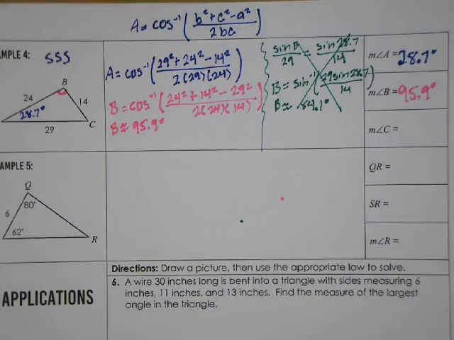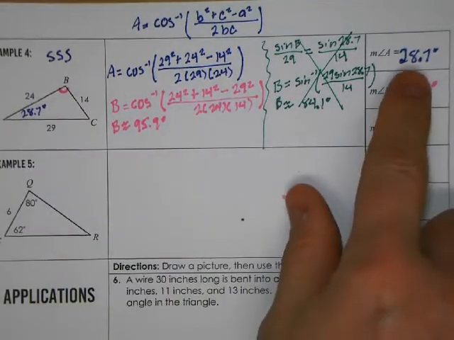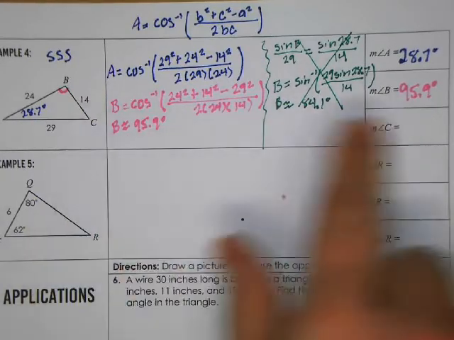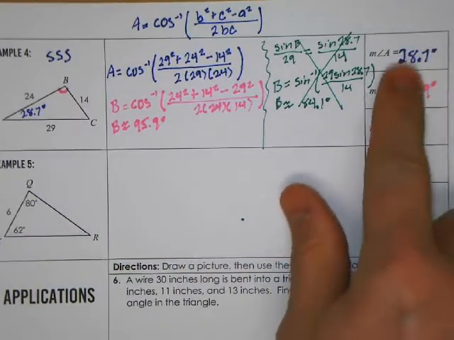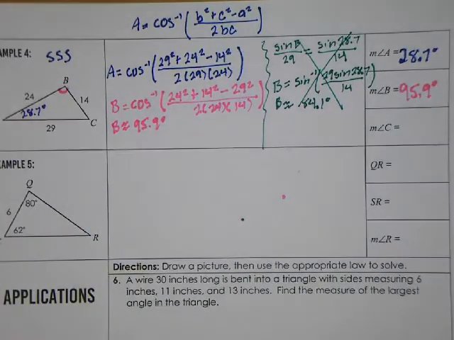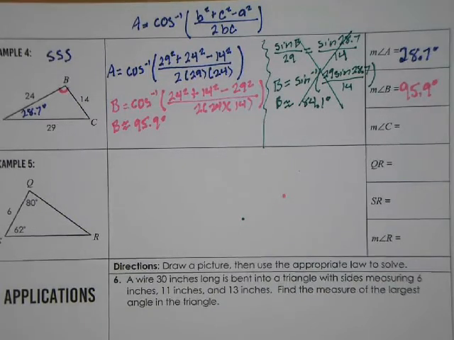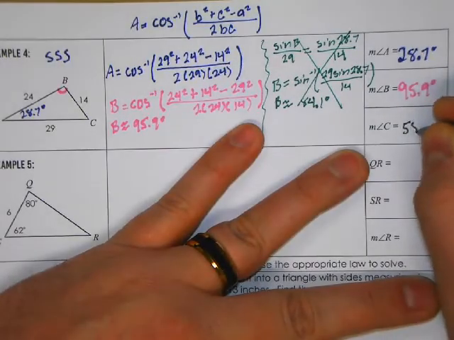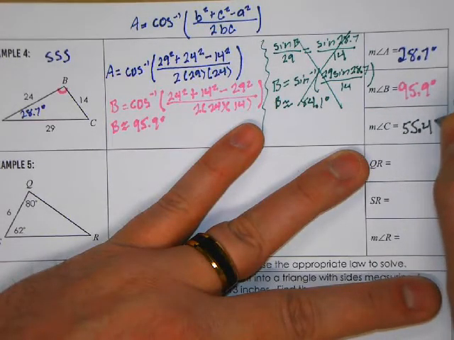So if we take the difference of 180 along with these two angles, then we can find the third angle measurement here. If we say 180 minus the 28.7 minus the 95.9, then we'll get about 55.4 for the measurement of the third angle. So 55.4 degrees.